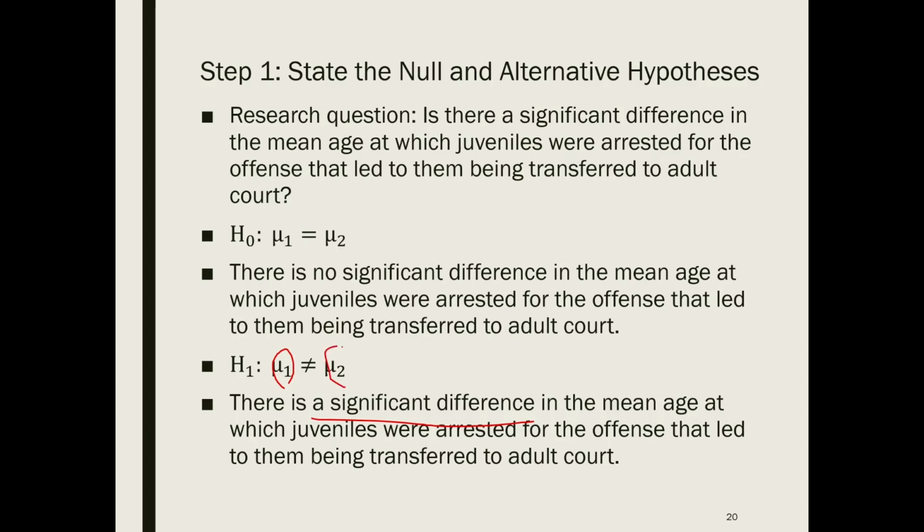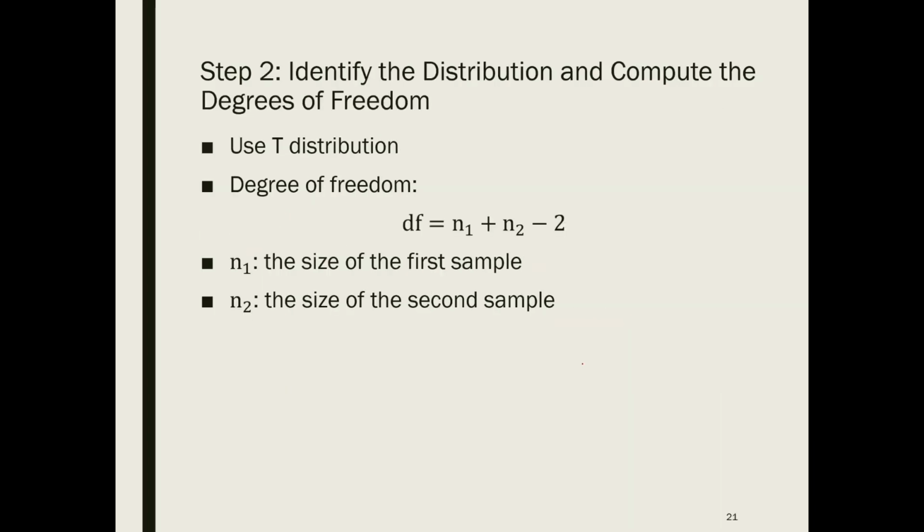Mu1 is unequal to mu2. Okay, two-tailed test. So in this t-test, of course, we use the t-distribution, and degree of freedom is calculated by this formula. Different t-tests have different degree of freedom calculation formulas. For the independent sample t-test, where equal population variance is assumed, the degree of freedom is the sample size 1 plus the sample size 2 minus 2.